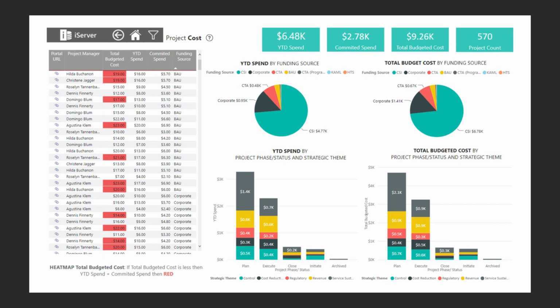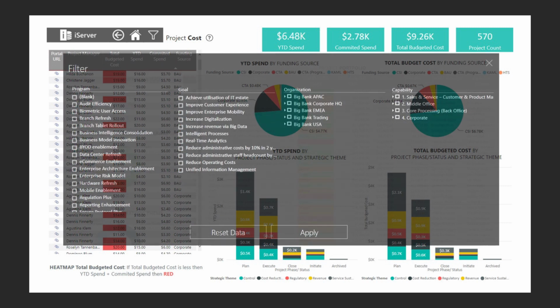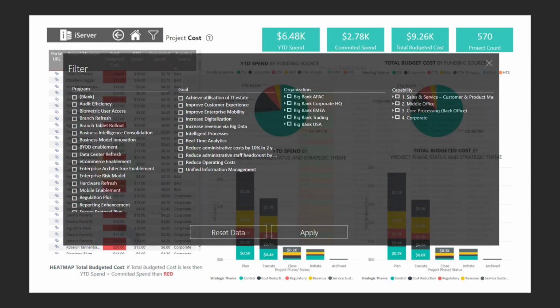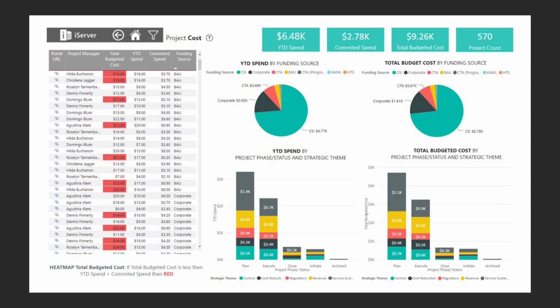Another view that we might consider the bread and butter of project management tools looks at the cost of projects. But here again, we can filter by capability or organization unit. So it's very easy for senior managers to see how the IT budget is being spent for different parts of the organization. We can also filter by goal or strategic theme. So if there are big themes in our strategy for the direction of the company as a whole, we can start to see how much money is being spent on that, how much has already been committed, and how much is still to go.